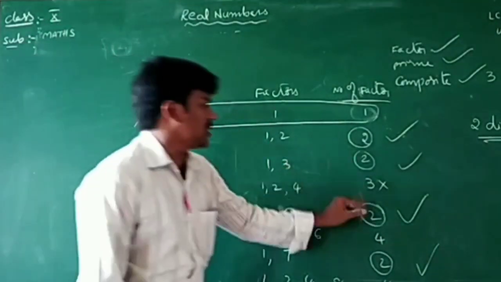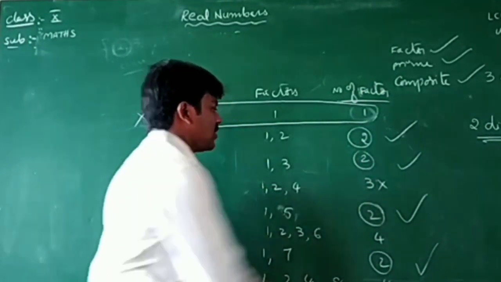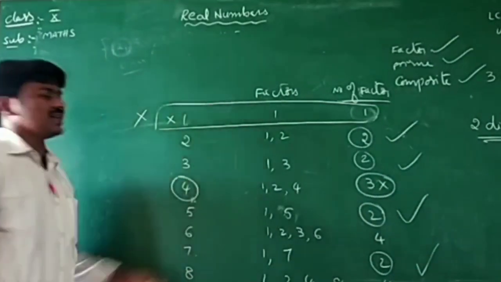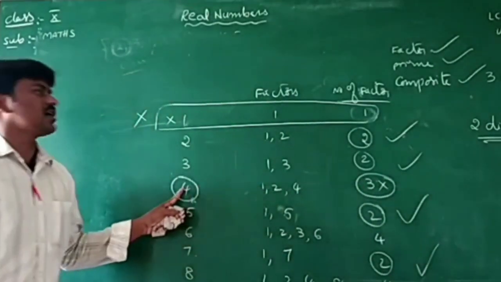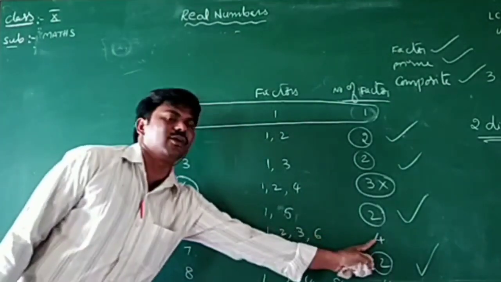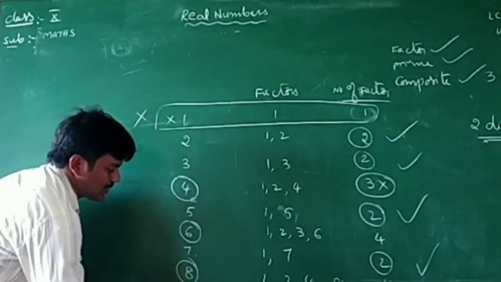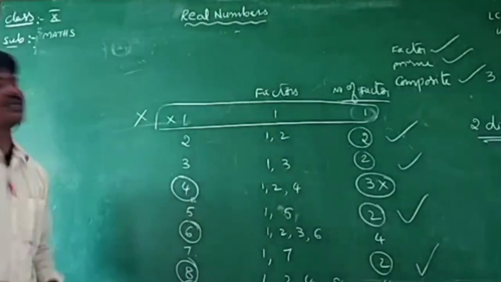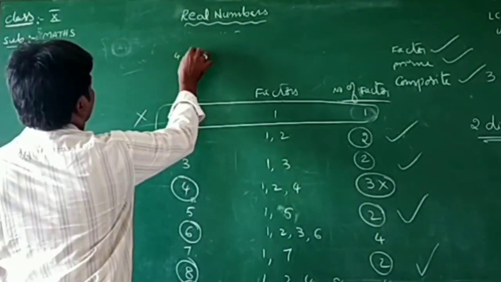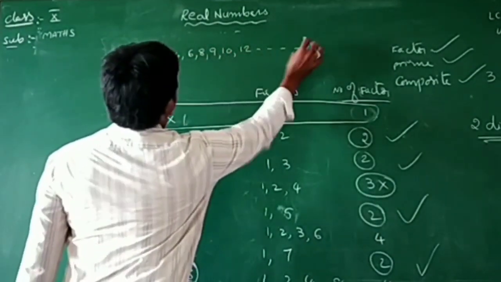Now coming to composite numbers. See, this has 2 factors. Now observe, this has 3 factors. So 4 has 3 factors. That's why the first composite number is 4. And the next one is 6. 6 has 4 factors, so 6 is the next composite number. Next 8, 9, 10. These are composite numbers. So the composite numbers start with 4, 6, 8, 9, 10, 12 and so on.